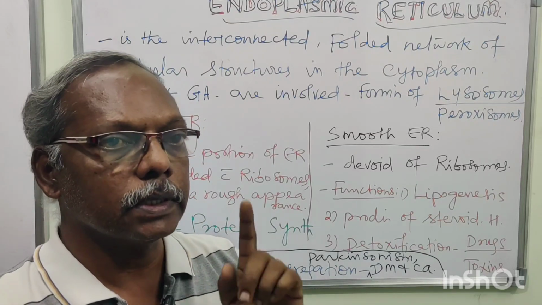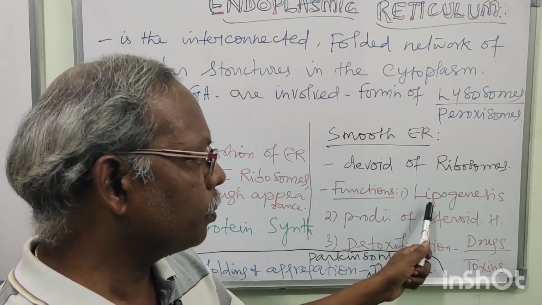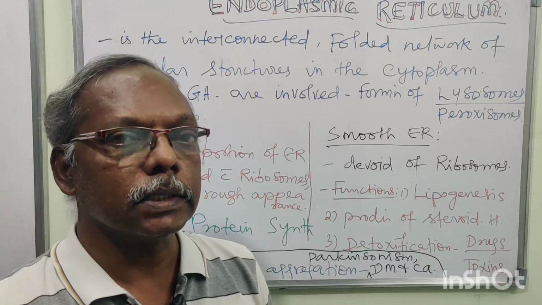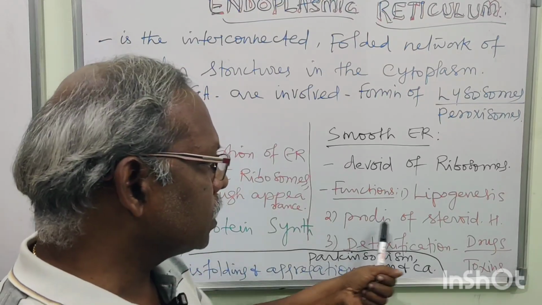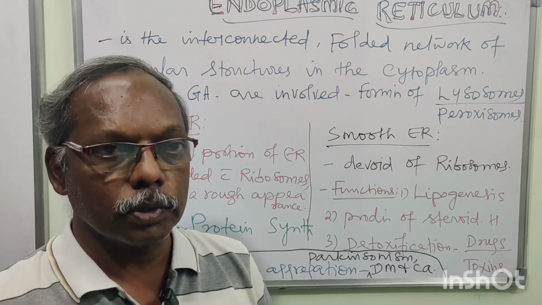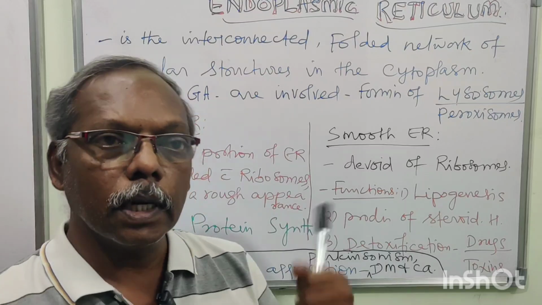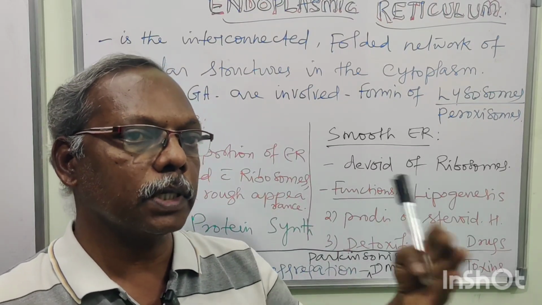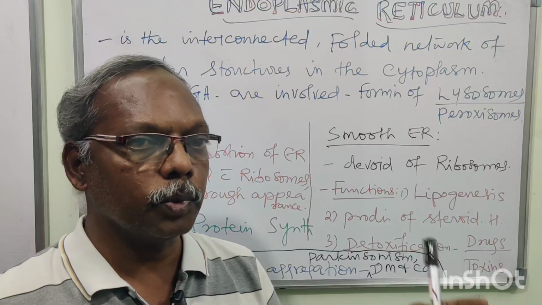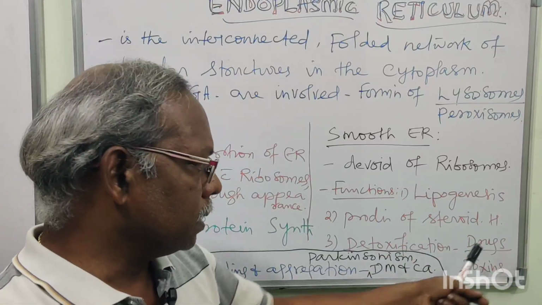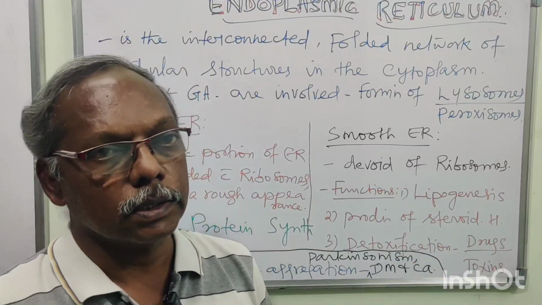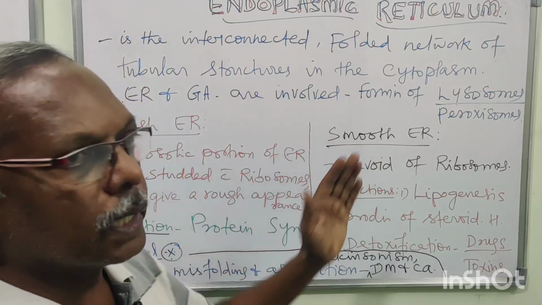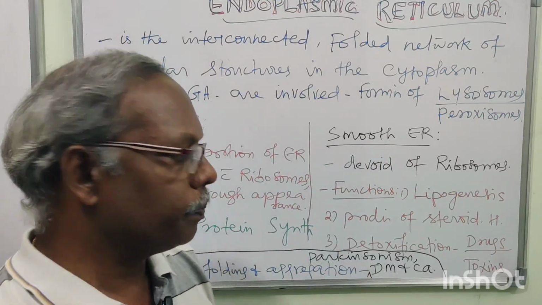The first one is synthesis of fatty acids, that is lipogenesis, synthesis of lipids. Second one is production of steroid hormones. Third one, which we already discussed, is detoxification, that is toxic compounds are converted into non-toxic compounds and then excreted, that is drugs and toxins. So this is regarding the types of endoplasmic reticulum.